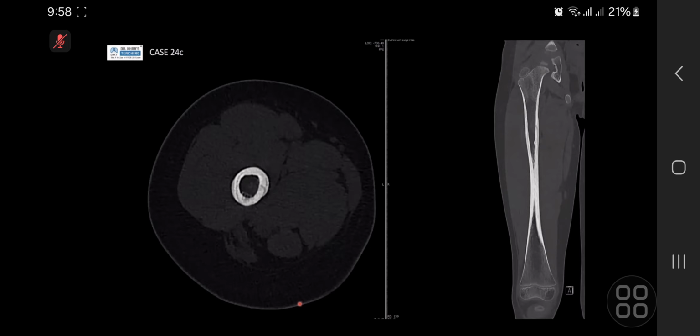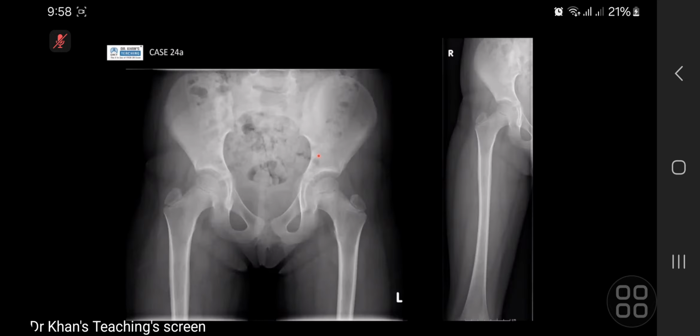So there is a tract communicating to the superficial. So this could be osteomyelitis. Okay, so fine. I see where you're going with that. Let me just go back.